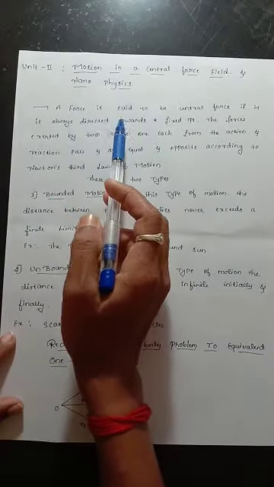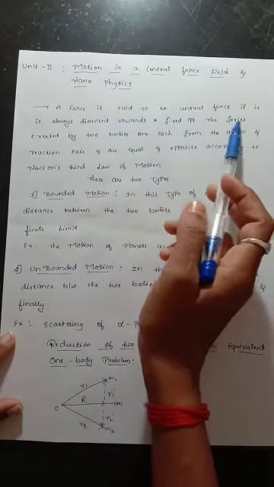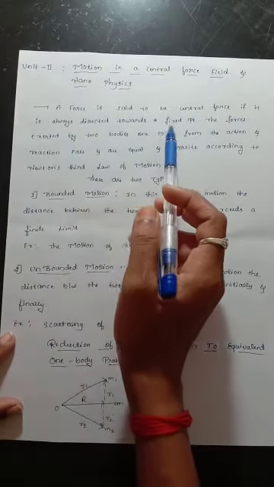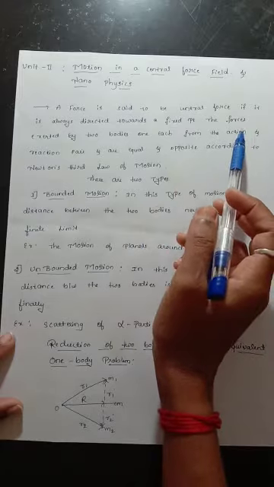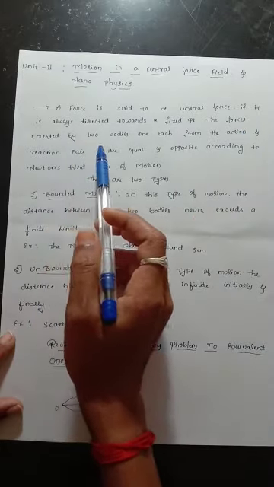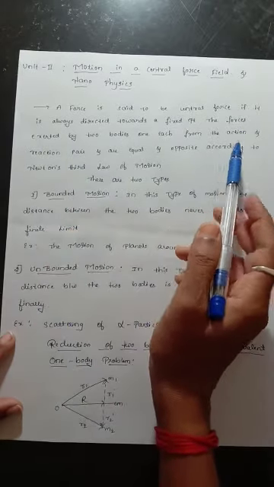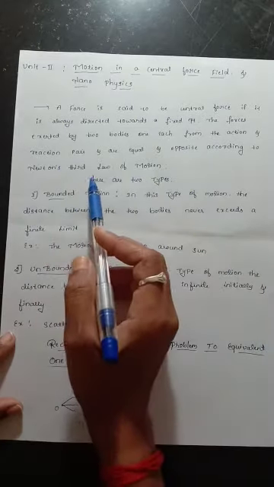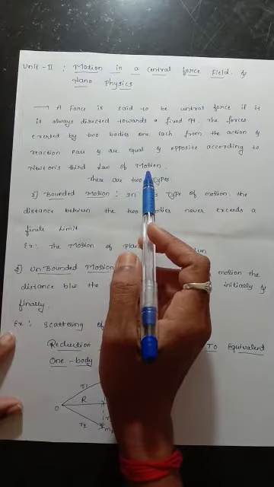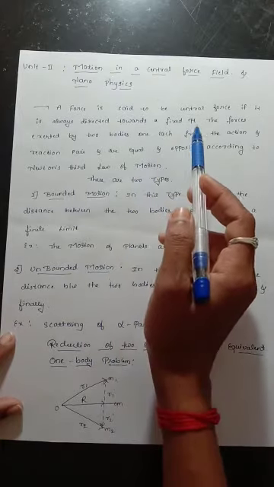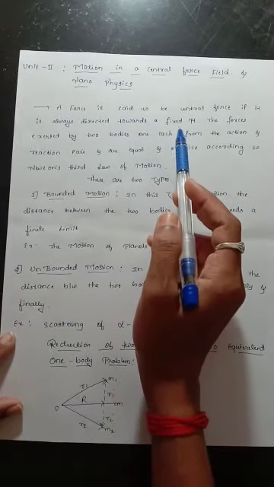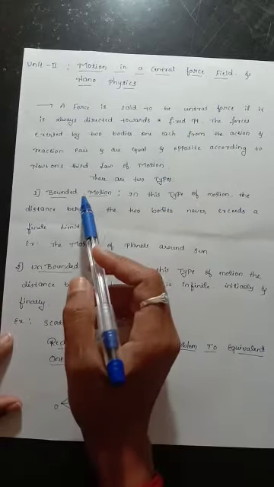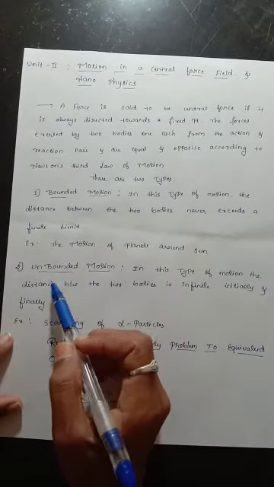First, a force is said to be a central force if it is always directed towards a fixed point. The forces exerted by two bodies, one each from the action and reaction pair, are equal and opposite according to Newton's third law of motion. This is called the central force. There are two types of central force: one is bounded motion and another one is unbounded motion.